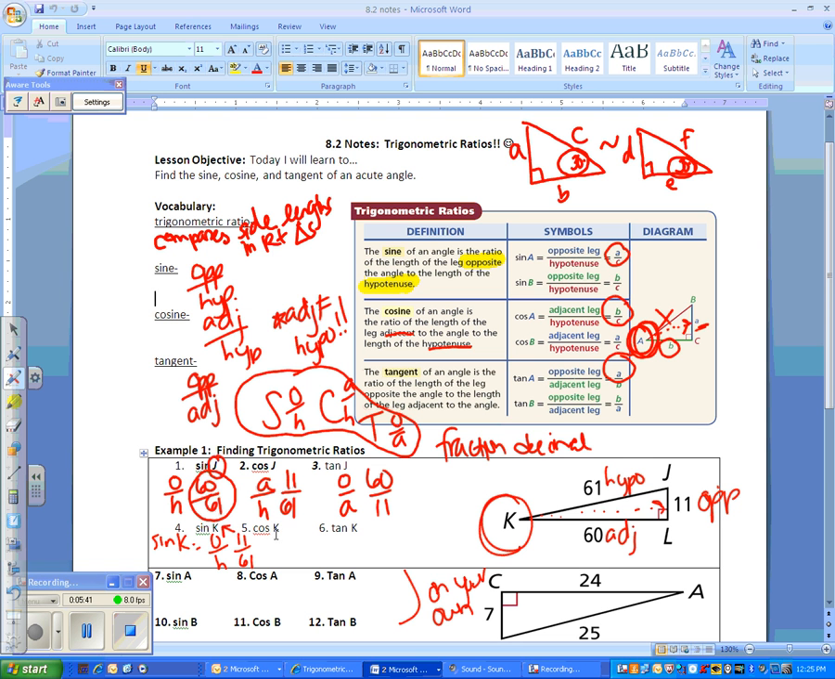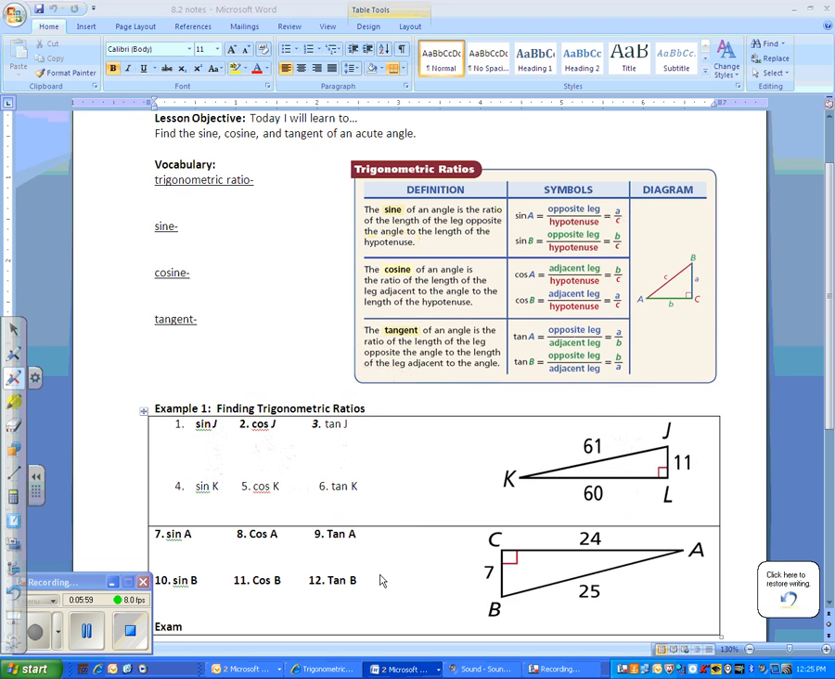Number 5, cosine stands for adjacent over hypotenuse. Adjacent is 60, hypotenuse is 61. And then tangent is opposite over adjacent, so 11 over 60. All right, so those are your answers. You're done with those questions. Go ahead and do 7 through 12, and again, I'll check that tomorrow.